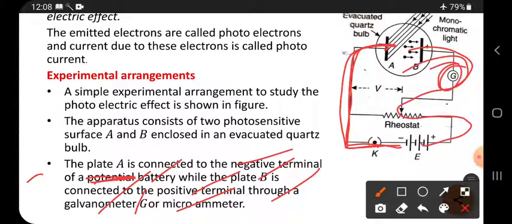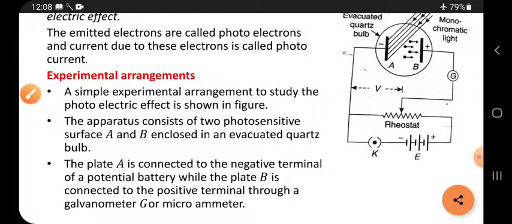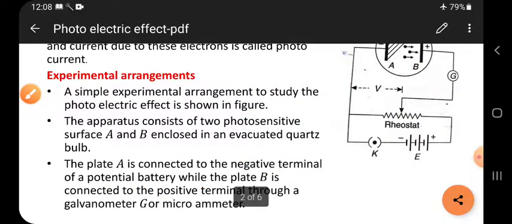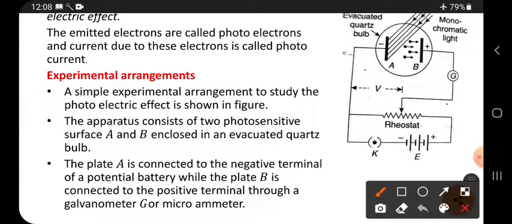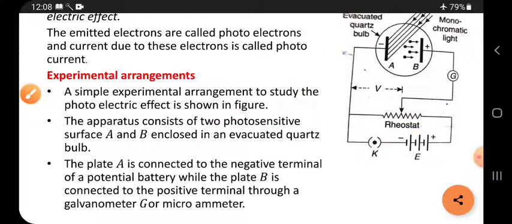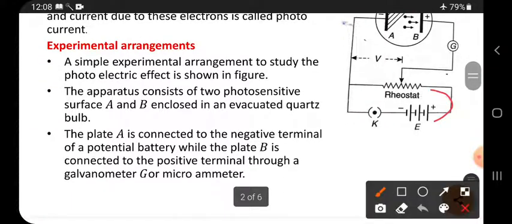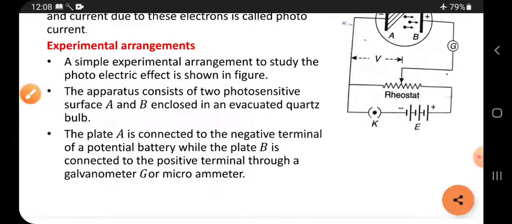So either we connect a galvanometer or a microammeter. Why? Because we use a galvanometer or microammeter to measure very low current. That is why a microammeter or galvanometer is connected. And here, see, this is a rheostat. Rheostat means variable resistance. So in this path, one resistor is connected.